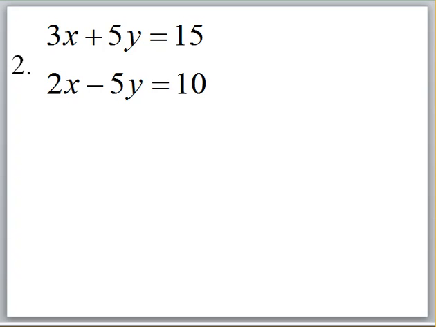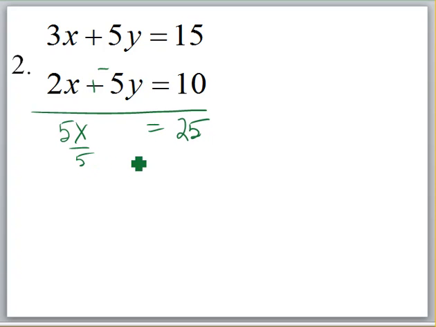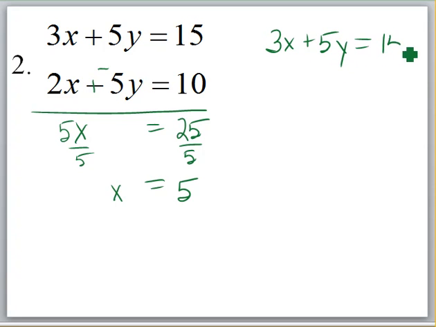In the next problem, if I start adding my columns together, I do have a positive 5 and a negative 5. So those create 0. This gives me 5x. This gives me 25. Divide by 5 on both sides, and I get x is 5. Then what I'm going to do is pick one of the two equations. I'll just pick the first one. And then I'll substitute that back in.